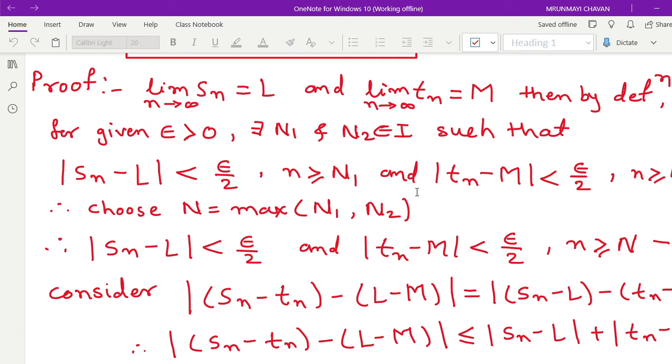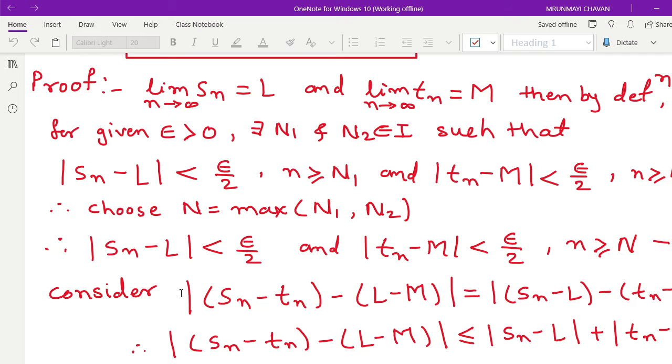Similarly for sequence Tn, limit of sequence Tn is equal to M. Therefore, for this given epsilon, there exists an integer n2 such that mod Tn minus M is less than epsilon by 2 for n greater than or equal to this capital N2.